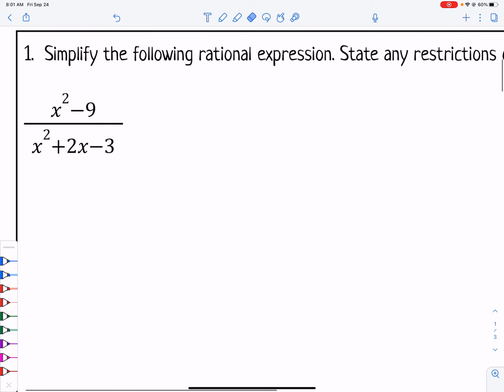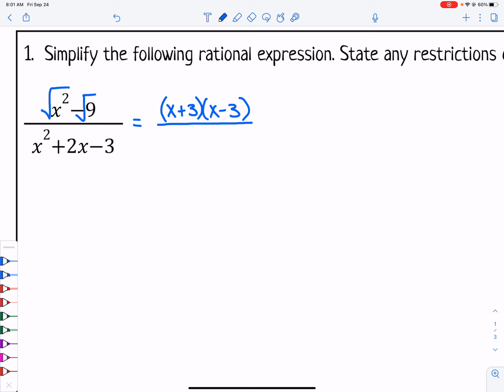So for number 1, the very first thing you want to do is factor everything out in the numerator and everything out in the denominator. So I see that I can't take out a greatest common factor from x squared minus 9, and there's two terms, and they are both perfect squares. So I can factor that into a difference of squares, which would be x plus 3 and x minus 3. That's the square roots of each one of those terms.